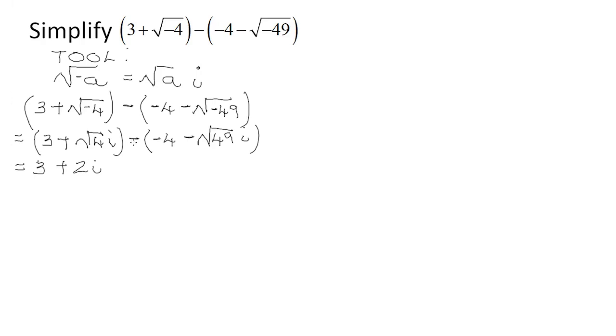Very important: a minus, because of the bracket, you need to multiply it with that minus, and that gives you a plus 4. Again, a minus, in fact, strictly speaking, it's minus 1 times a minus, gives you a plus 7i. And now you're just going to add up all your real parts. 3 plus 4 equals 7. And then all your imaginary parts, 2i plus 7i, gives you 9i.